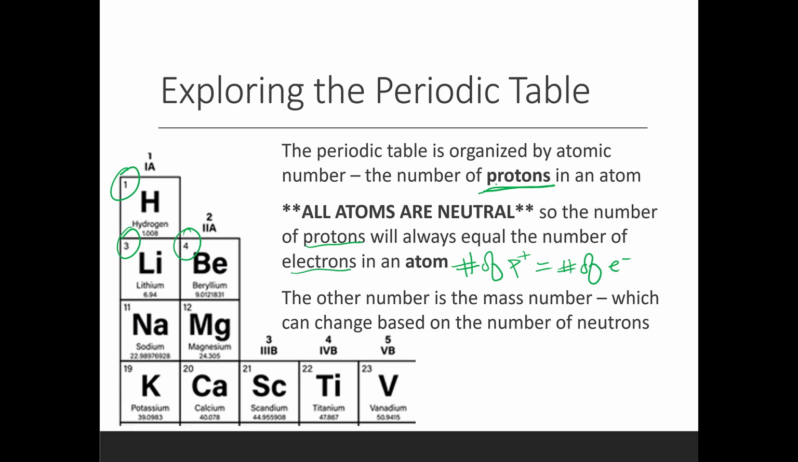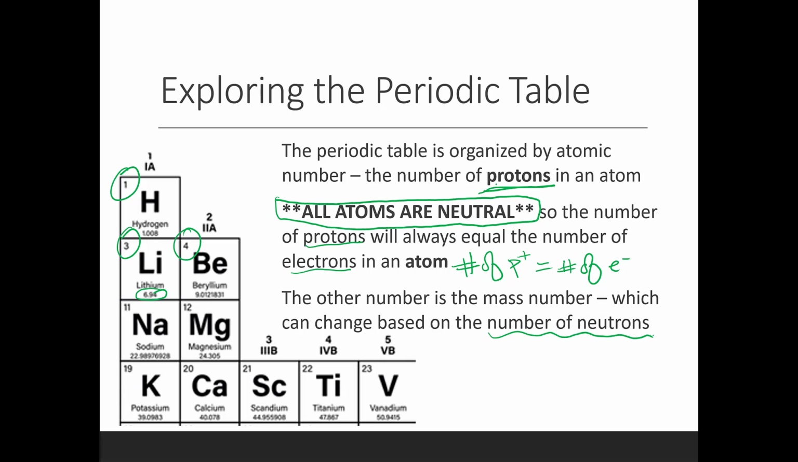Now this part here that I put in bold and with stars, I think that's pretty important information. I would probably bold and star that on your paper as well. All atoms are neutral. So if I give you an atom and I ask how many electrons it has, you simply need to look at the periodic table and tell me how many protons it has, because those numbers are the same. That other number that's listed on the periodic table, which is a little bit blurry on my picture here, is the mass number. So that's the atomic mass, which can change based on the number of neutrons that are in an atom.